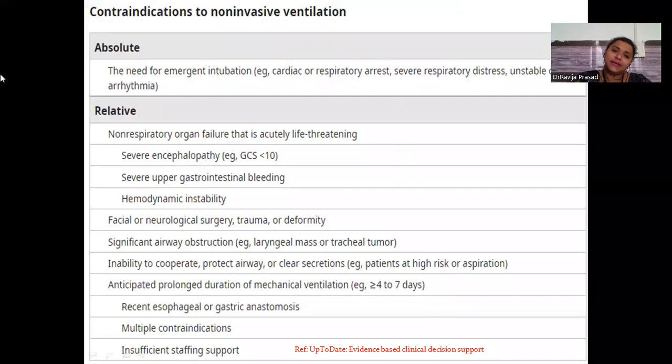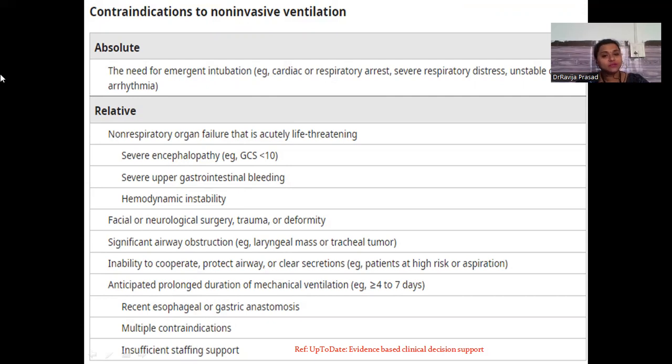Now, these are the contraindications for non-invasive ventilation. Contraindication means a situation where you cannot use non-invasive ventilation. First, absolute contraindication: the need for immediate intubation, for example cardiac or respiratory arrest, severe respiratory distress, or unstable cardiac arrhythmia. That is an absolute contraindication.